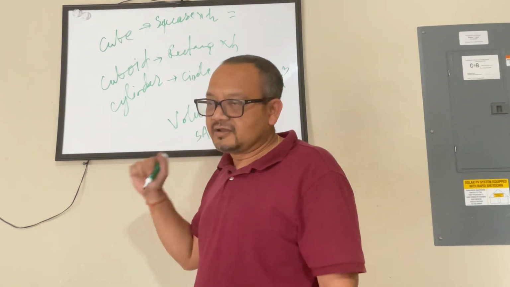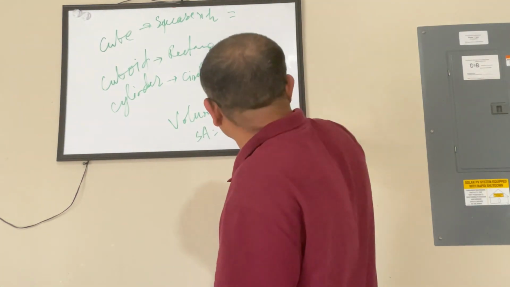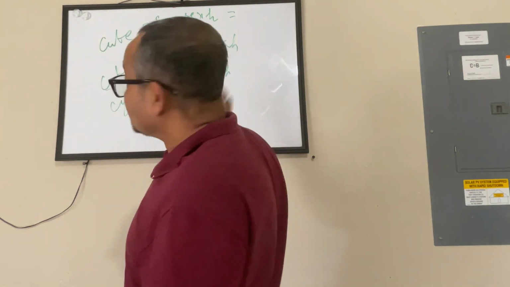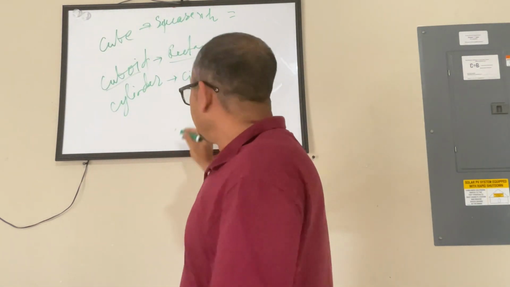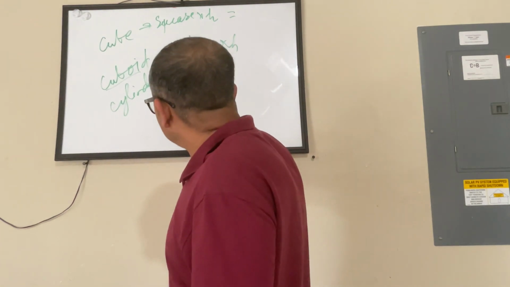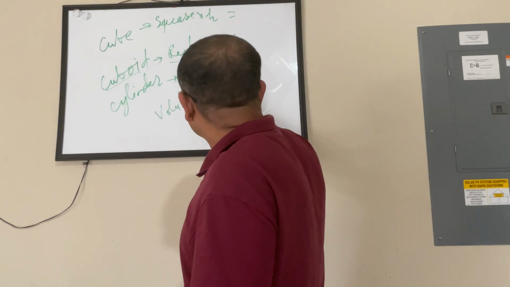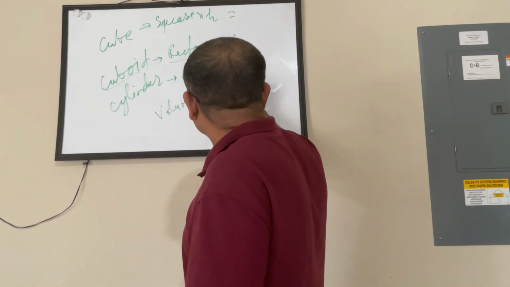Now when you go to the cuboid, it is a rectangle times height, meaning the volume is the area of the rectangle times height, length times width times height.